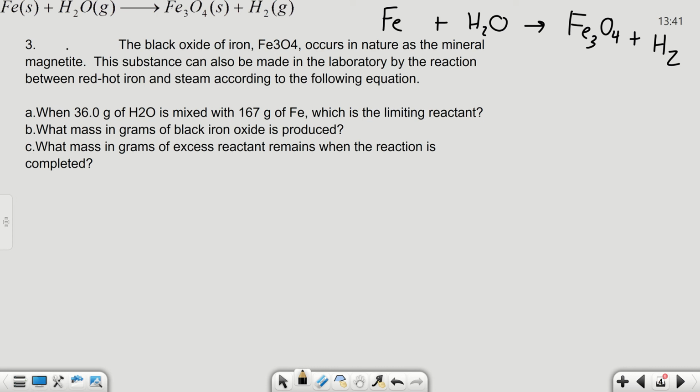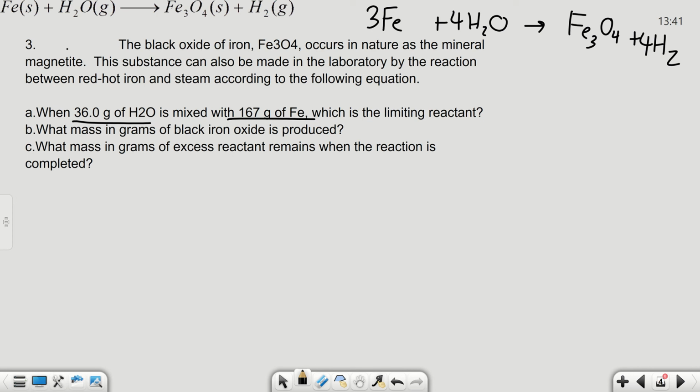Well, first step, let's balance our chemical equation. If I balance this out, I have 1 Fe, I have 3, so 3 goes right there. I then have 2 hydrogens, that looks good so far, but 1 oxygen, 4, so I need to put a 4 right there. Now I have 8, so I need to put a 4 over there. So there's my balanced chemical equation, 3, 4, 1, 4. Okay. So I have 36 grams of H2O and 167 grams of iron.